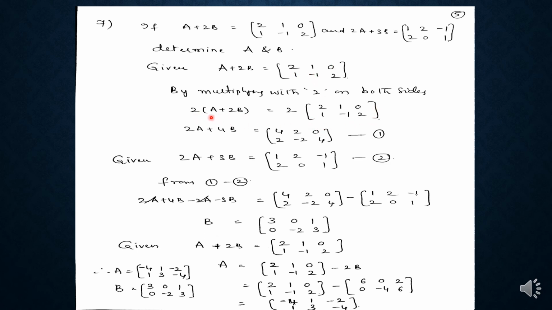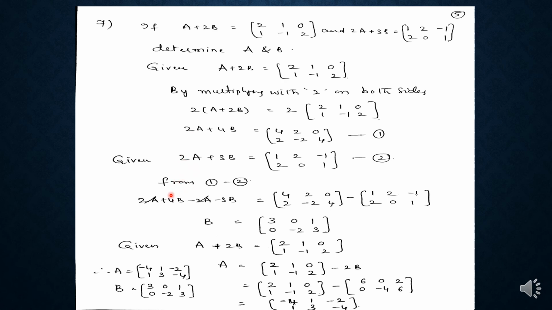So by multiplying with 2, 2a plus 4b is equal to 2 into 2 4, 2 into 1 2, 2 into 0 0, 2 into 1 2, 2 into minus 1 minus 2, 2 into 2 4. So that is 2a plus 4b is equal to 4 2 0, 2 minus 2 4. Now take the second equation, 2a plus 3b is equal to 1 2 minus 1 2 0 1. Here we have 2a and 2a, and 4b and 3b.